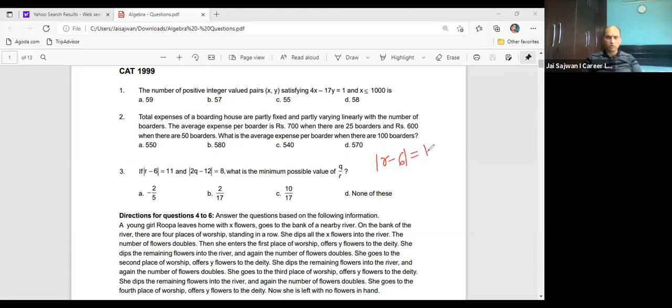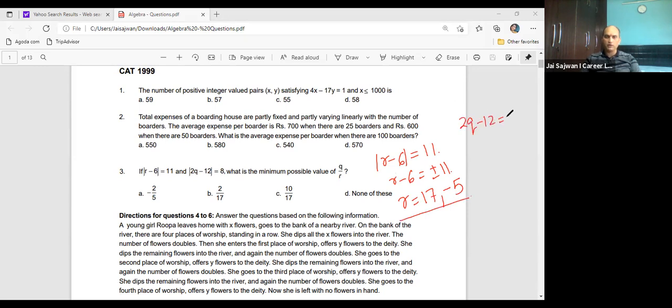The mod of this is equal to 11. So it is coming out to be R minus 6 is equal to 11. When you cancel the mod, you know the plus minus sign is going to come. So R will come out to be 11 plus 6 is 17, and minus 11 plus 6 is minus 5. These are the two possible values of R.